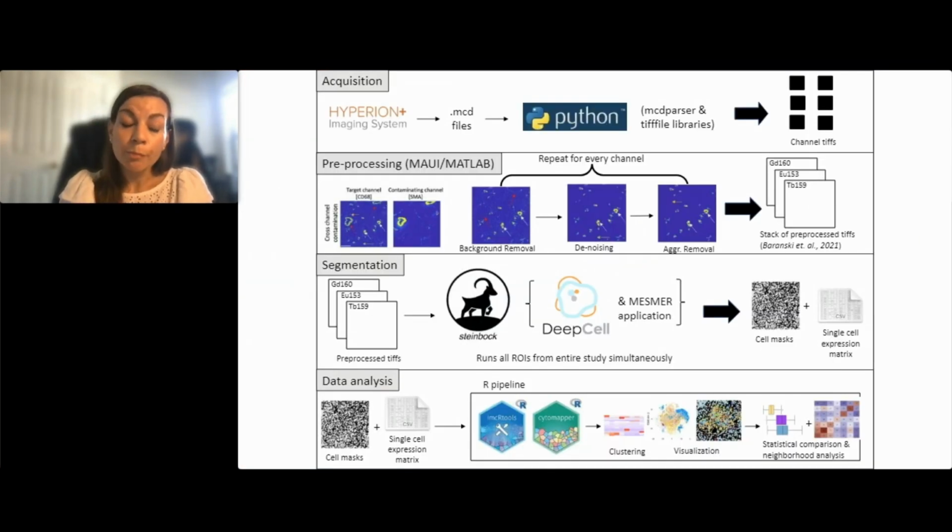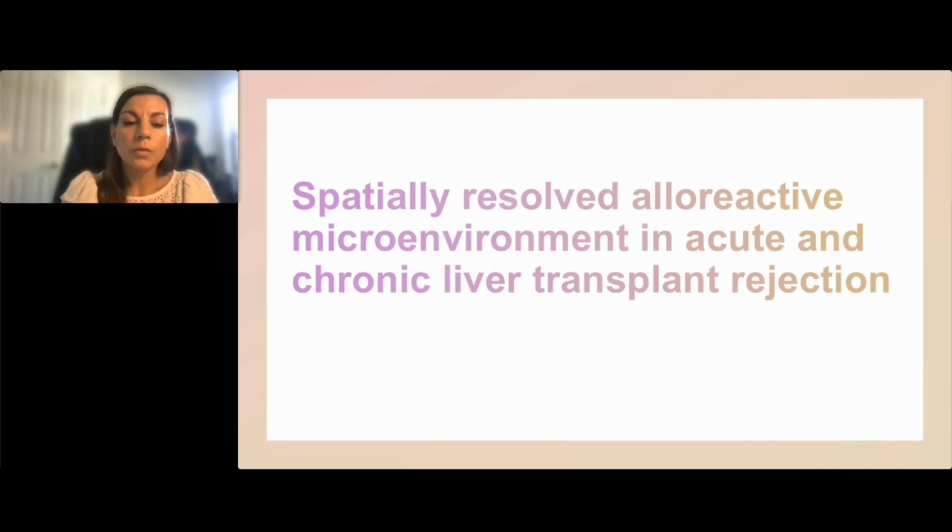So putting together our steps, this is our complete pipeline, going from acquisition of the raw image, preprocessing, segmentation, and finally our data analysis that is performed using RStudio. Now I want to give you some examples of how this entire pipeline works, and show some results of our spatially resolved alloreactive microenvironment in acute and chronic liver transplant rejection.